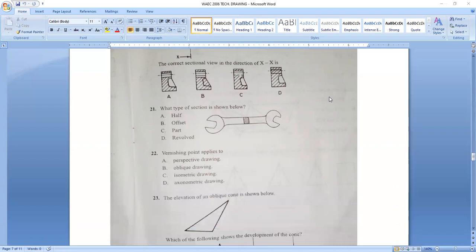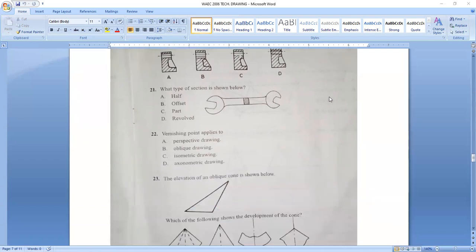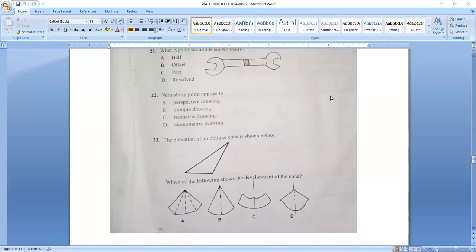Then question 21 says: what type of section is shown below? The type of section shown below is known as revolved section. Then question 22 says that vanishing point applies to perspective drawing. That is option A, the answer to that question.